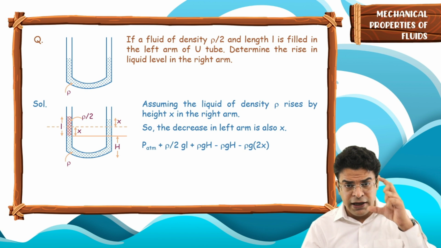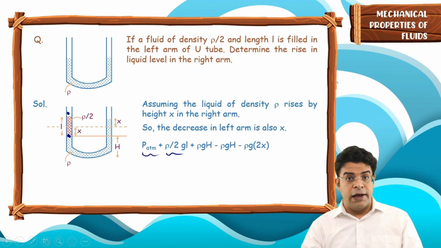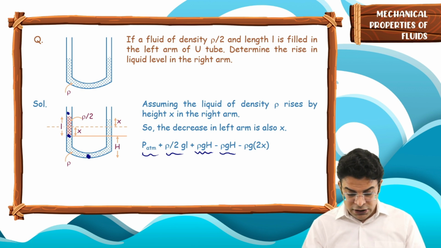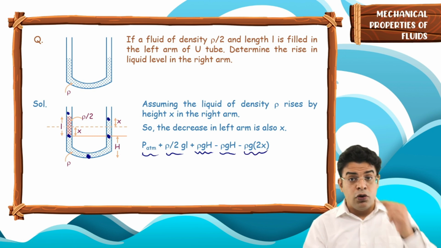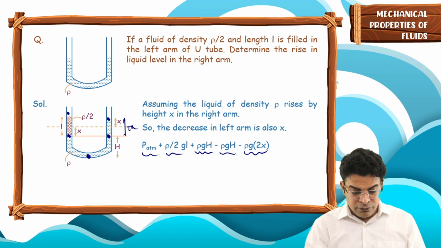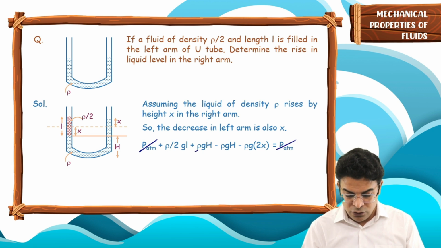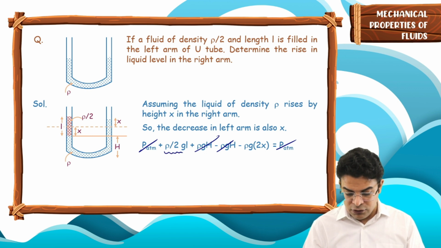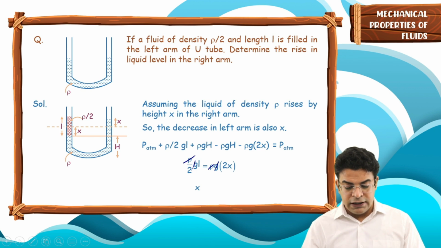Right, we can write the equation as P atm plus (rho by 2) into g into L plus rho into g into h minus rho into g into h minus rho into g into 2x, this height will be 2x, equals P atm. Now you can easily cancel out P atm on both sides, rho g h minus rho g h on both sides, and you have got (rho by 2) g L equals rho g into 2x. So here you can cancel out rho and rho, g and g. So what you get is x equals L by 4.